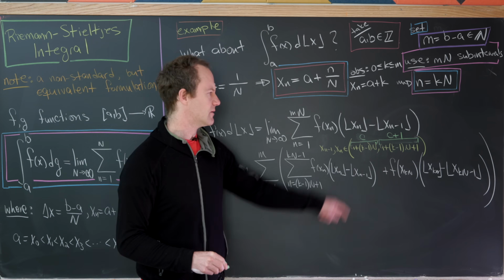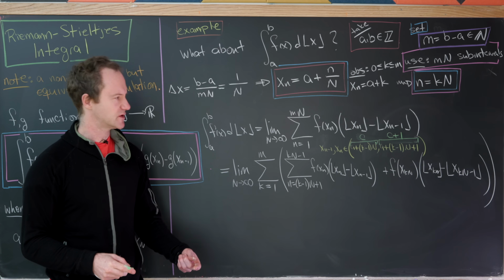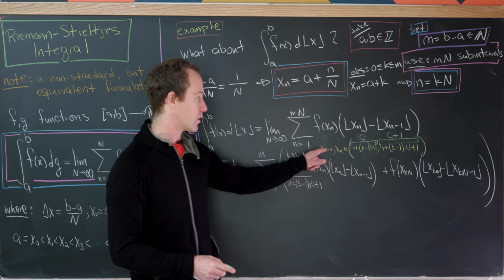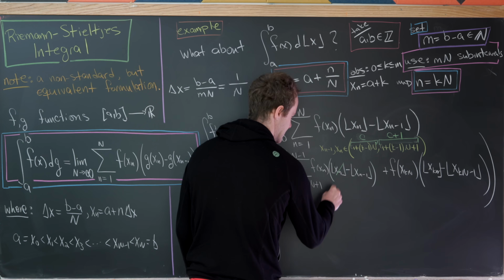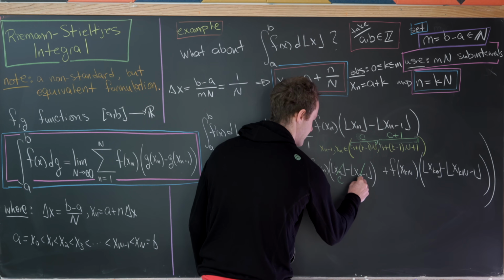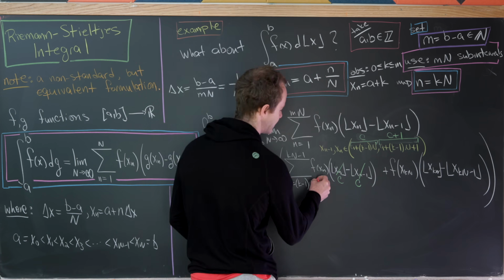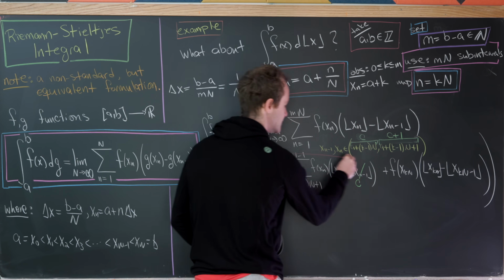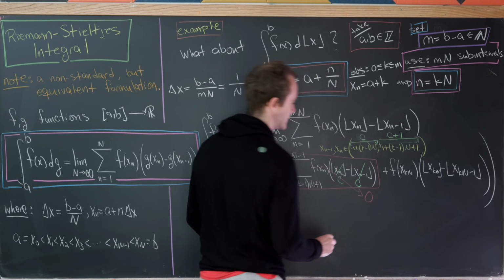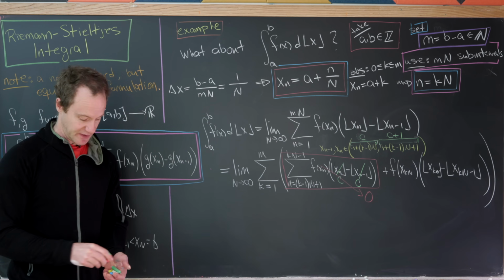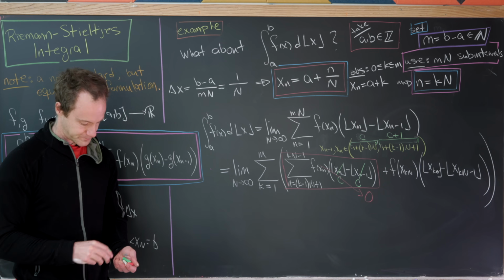But if those two numbers lie on an open interval constructed from two integers, then that means the floor of both of them is equal to c. So let's write that in here. The floor of this is c, and the floor of this is also c. But clearly, if you subtract c from itself, you get 0. So that means this big sum right here just cancels all the way down to 0. So that's pretty nice. And then we're just left with this leftover term.